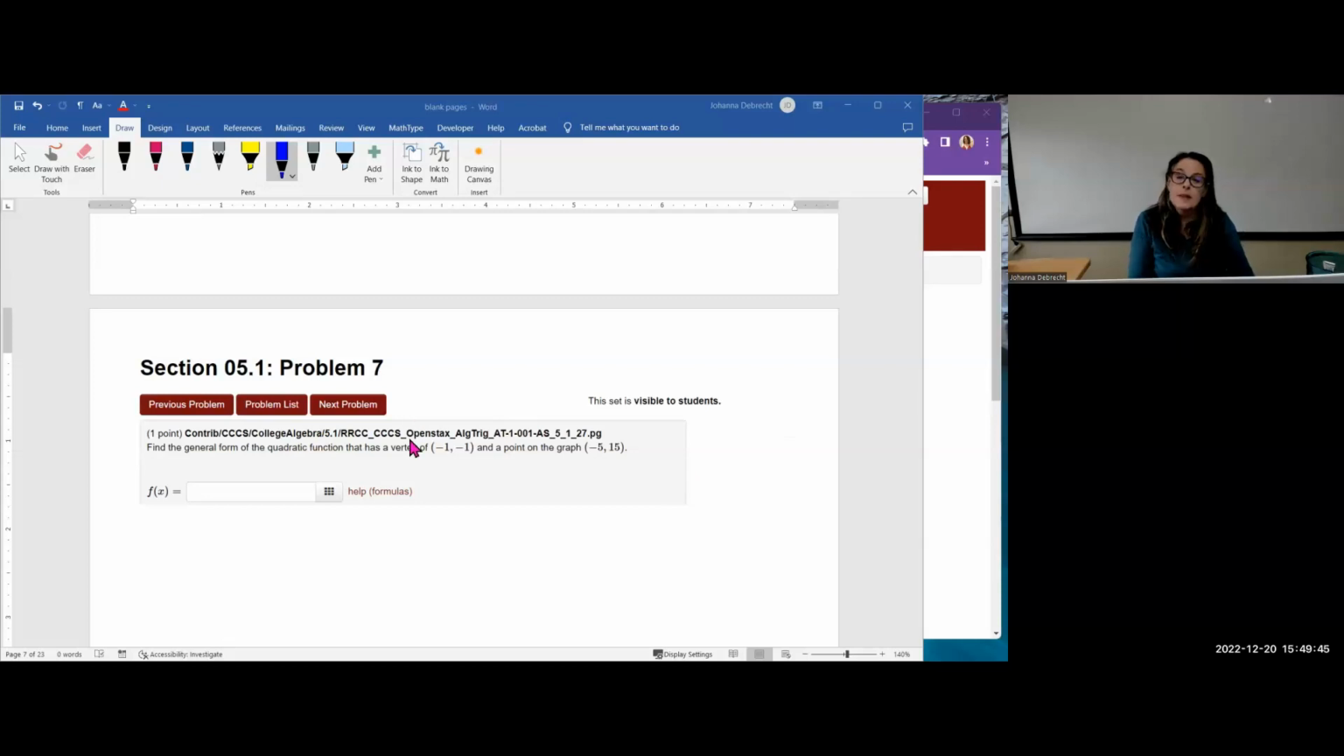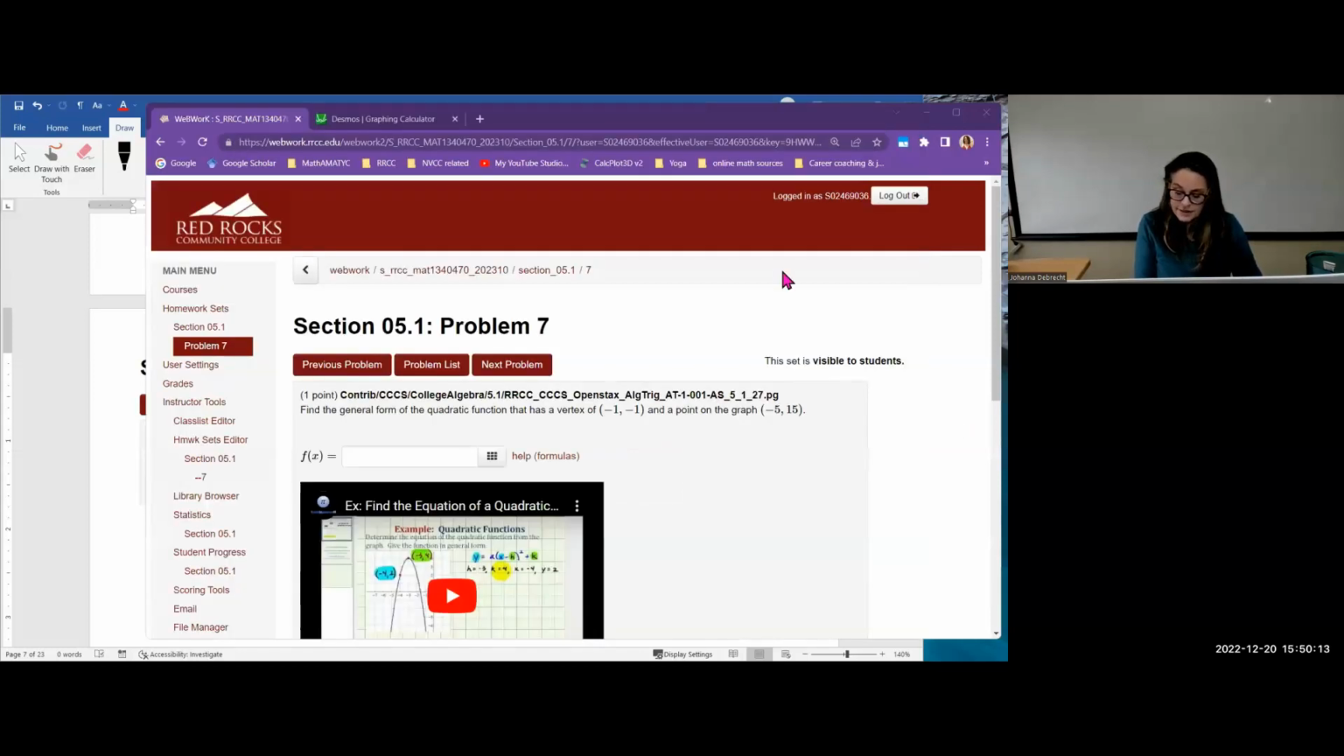And this time they give us some information. The vertex is (-1, -1), and we have a point on the graph. Now this point on the graph is not the vertex, it's just some random point. So what we really know is we have these 2 points and we want to fit a parabola through them, which sounds a little sketchy to me. So let's graph what we've got so far and see what it is that we're trying to do. So we have (-1, -1) and (-5, 15).